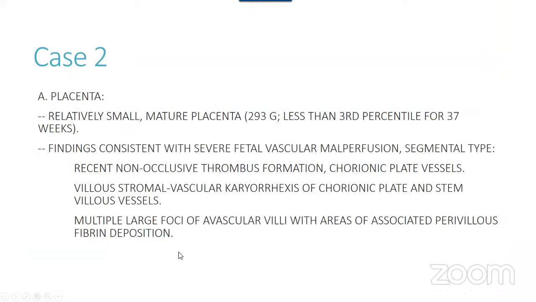So how do we sign this case out? This was, again, a relatively small, in this case, a mature placenta. And we would call this severe fetal vascular malperfusion, the segmental type, or you could call it high grade.